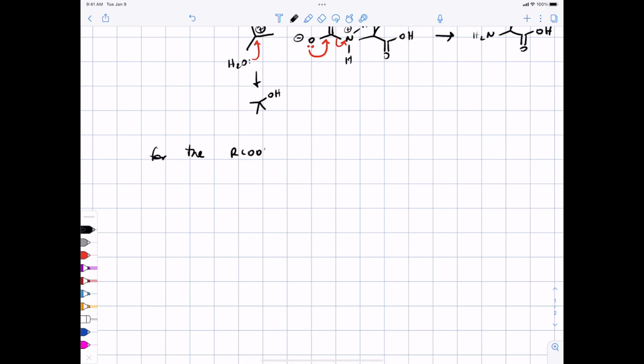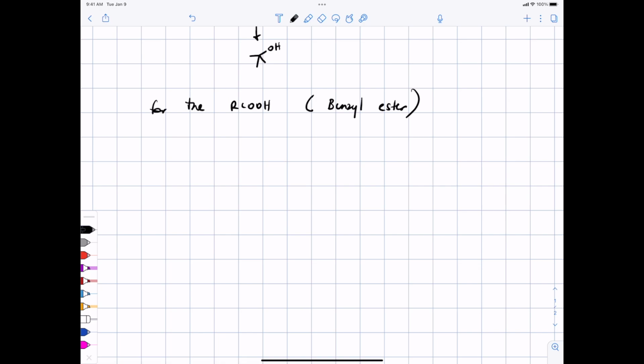For the carboxylic acid, we're going to use what's called the benzyl ester. There are a lot of other things you could use. This one happens to be really convenient, easy to do. What is the benzyl ester? Well, let me draw a benzyl ester protected carboxylic acid. You have a CH2 group and then a benzene ring.